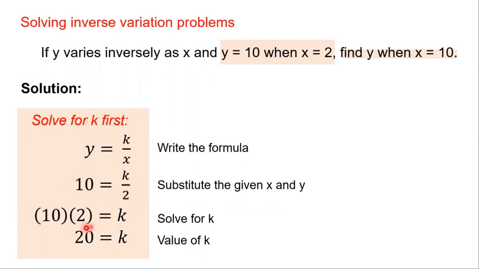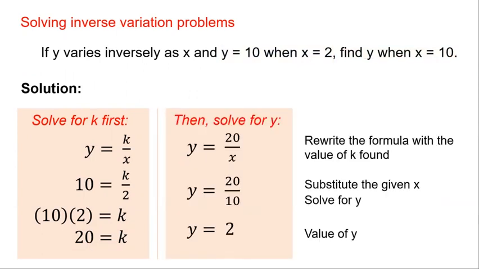So, we have 2 times 10 dito sa next line natin sa kaliwa. And then, sa kanan naman, ang naiwan na lang as k. Therefore, k is equal to 20. Now that we already know the value of k, isolve na natin yung value ng y. So, we have to rewrite the formula, ito, with the value of k found. And then, substitute natin yung x galing dito sa phrase na to.